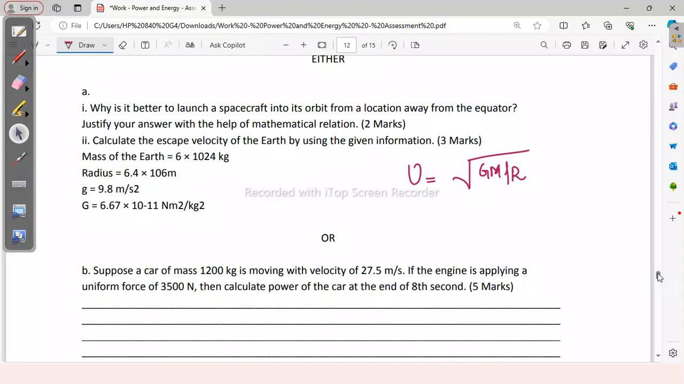Greater the r, smaller will be the escape velocity जो आपको उस spacecraft को प्रोवाइड करनी पड़ेगी to launch it. And आप फिर formula लगाकर finally escape velocity find out कर सकते हैं यहाँ से. Just keep this thing in mind that this g is not the gravitational acceleration, this is gravitational constant.